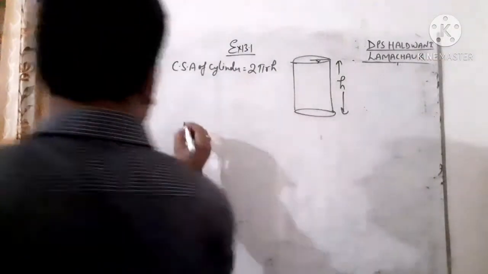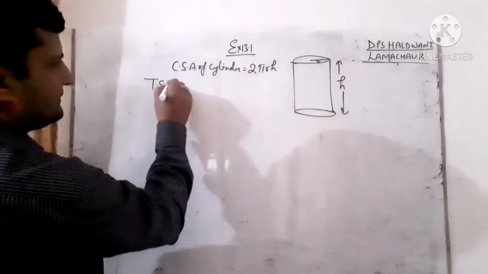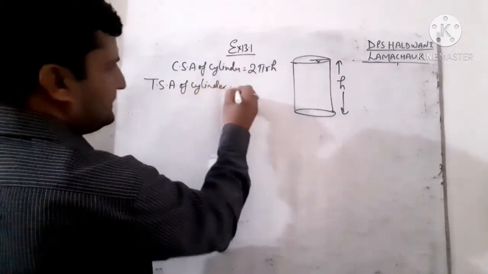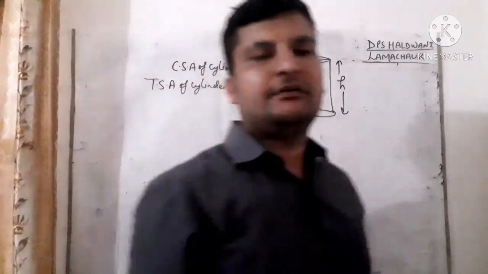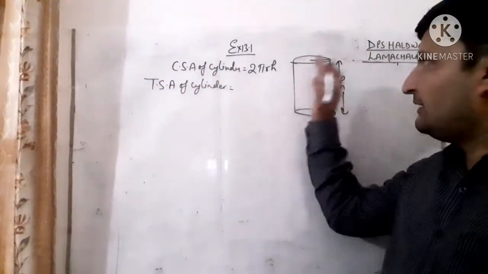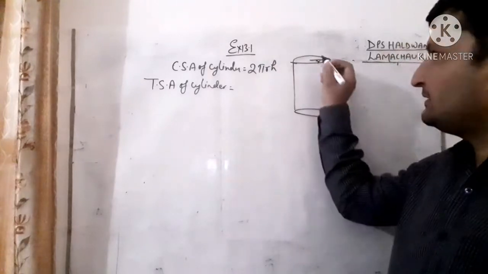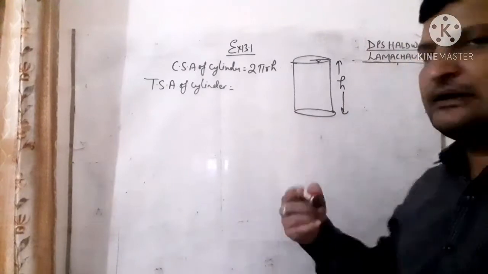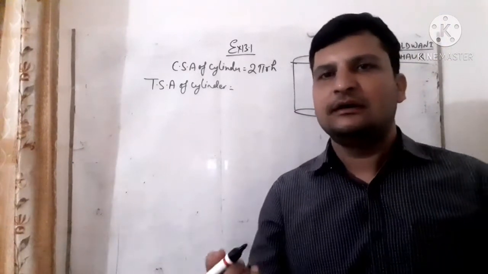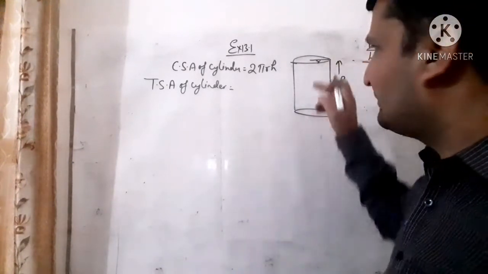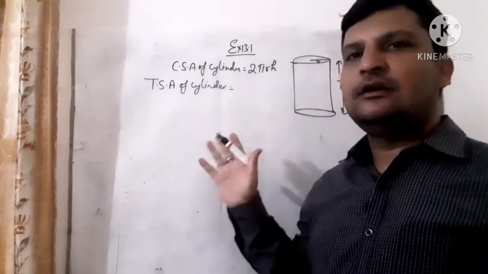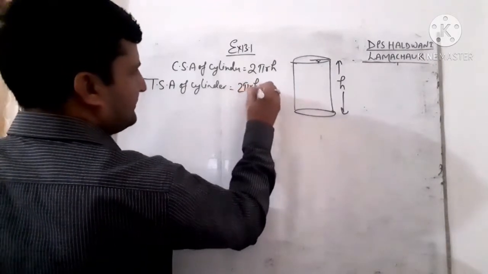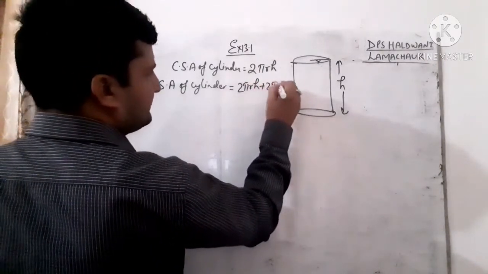And then after that, TSA of cylinder, students. TSA of cylinder is like this. TSA means, student, total surface area. Total surface area means the covered area and then the top and bottom area also, means two circles are also there. It means we have to add pi r square plus pi r square, because the area of a circle is pi r square. So there are two circles, so we will add 2 pi r square. So what we will get: 2 pi rh plus 2 pi r square.